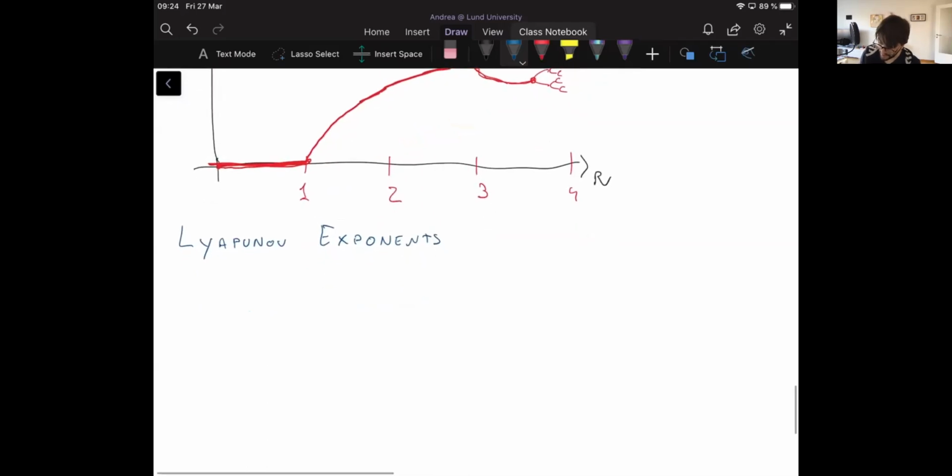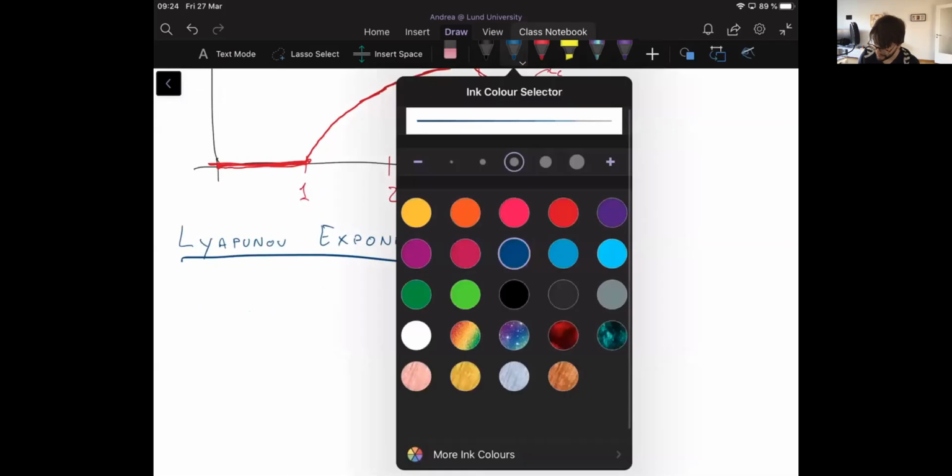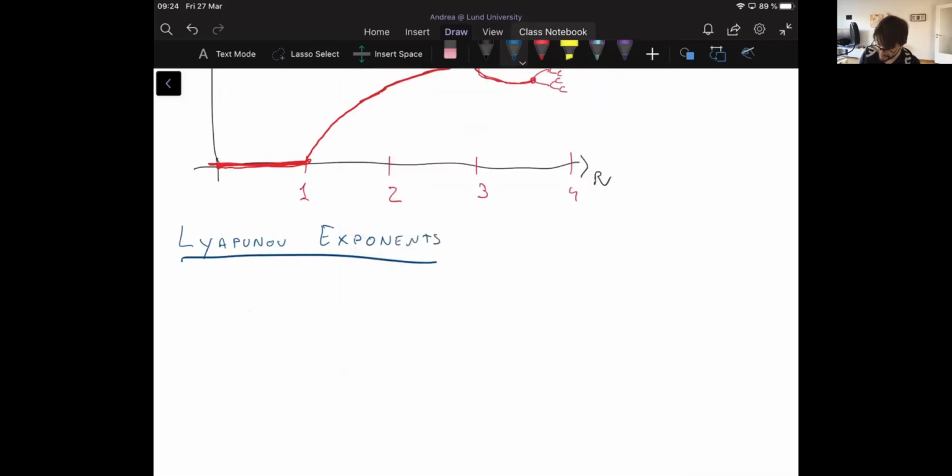But it's kind of a hallmark. And Lyapunov exponents are kind of an easy number that tells you how much your solutions are diverging from one another, so how chaotic your system is. I explained in the first lecture, I mentioned this property of sensitivity to initial conditions.